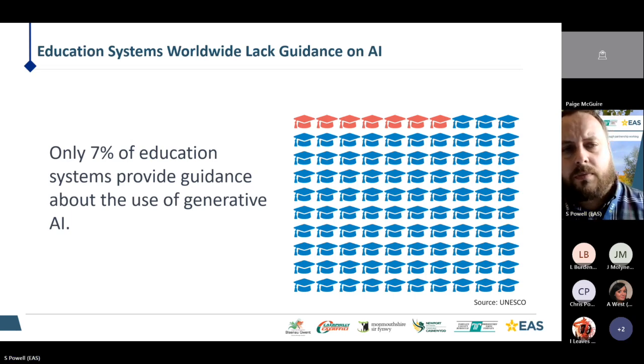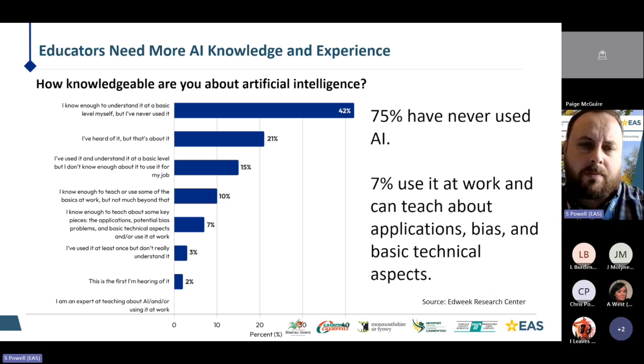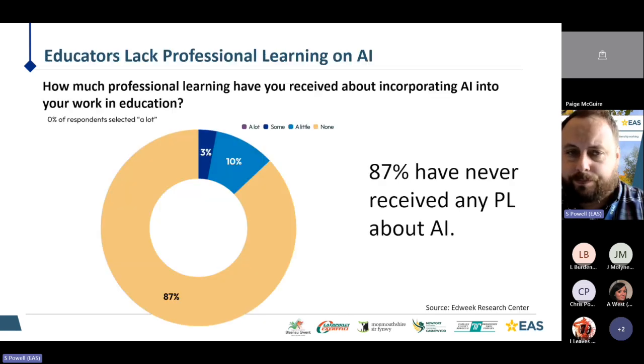I think this is another interesting one here. Around 75% of people have never used AI at present. Around 7% use it at work and can teach about the applications, things like bias, hallucinations, and misinformation, and some basic technical aspects, but we're still nowhere near being able to use AI effectively. And again, as educators who are going to be supporting learners with their understanding of AI, it's highlighted here that a lot of people do not have an experience of using AI, and they're not quite sure what it is and how it works.